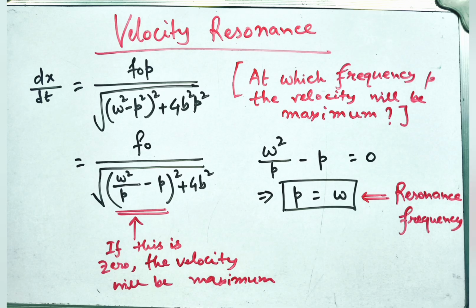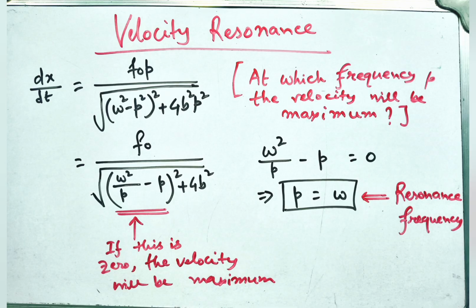So now, to find out at which frequency the velocity will be maximum, how can we do that? Here, if you see the form, in the numerator there is an extra p term, right? So now if I take it to the denominator, and insert it within the root over form and then again that square form, then it will be f0 divided by root over (omega square by p minus p) whole square plus 4b square.